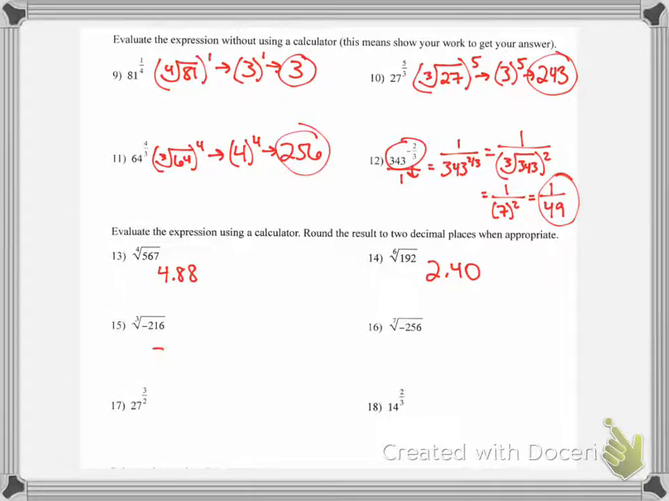The cube root of negative 216, that one's actually nice. It comes out to negative 6. The 7th root of negative 256 comes out to negative 2.21. 27 to the 3/2 power comes out to 140.30, and 14 to the 2/3 power comes out to 5.81. So again, all you're doing is just punching that in your calculator.